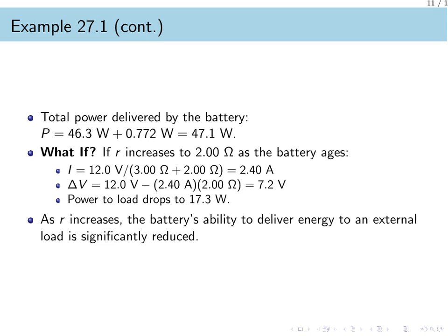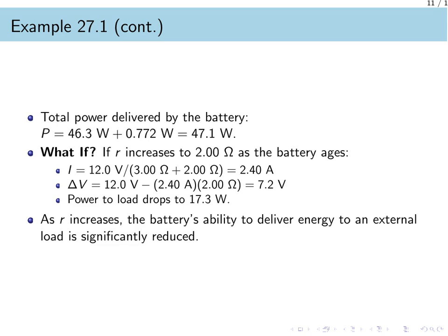If the internal resistance in our previous example rose to 2 ohms, the total resistance would jump to 5 ohms. This significantly reduces the current to 2.4 amps. The terminal voltage would drop sharply to 7.2 volts, and the power delivered to the load would plummet from 46.3 watts down to just 17.3 watts.